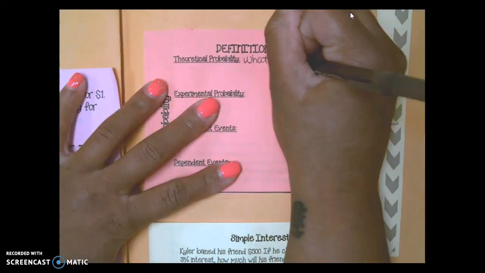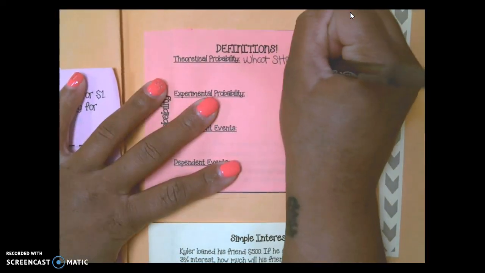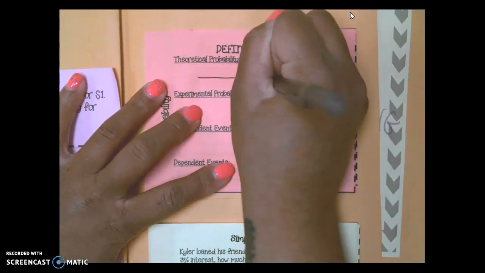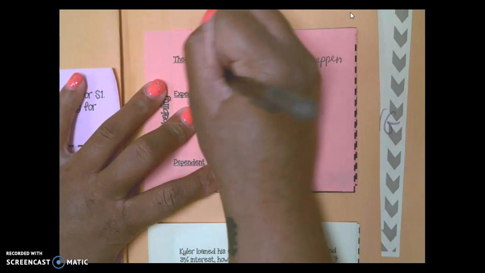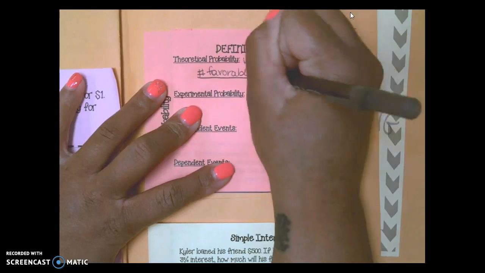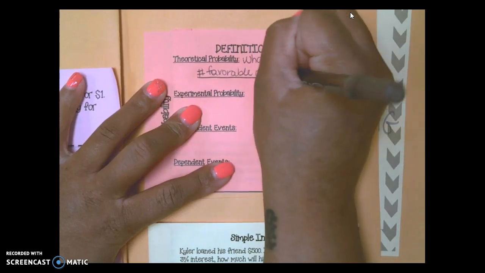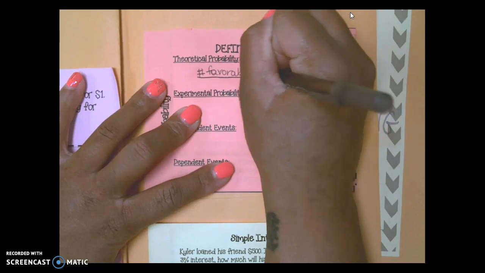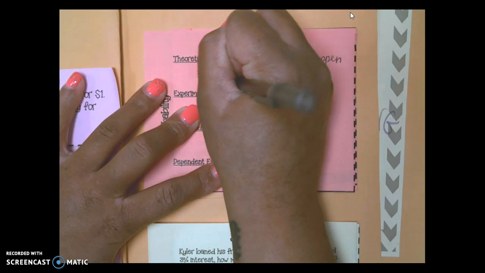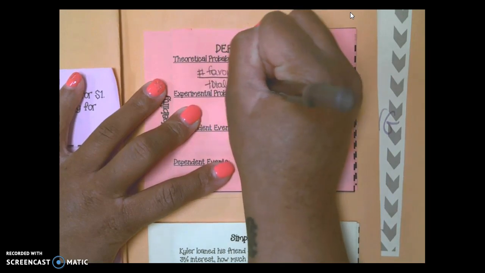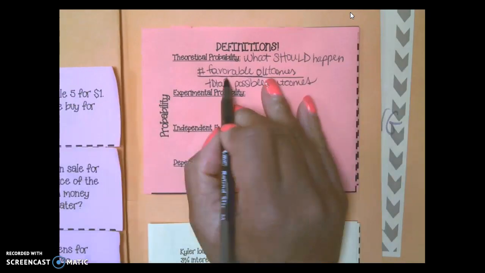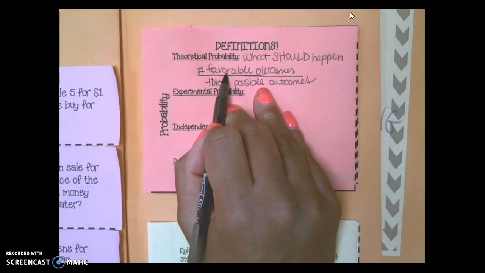What should happen? And as a fraction, it's the number of favorable outcomes over the total possible outcomes. Favorable means what we want, what we're asking for.